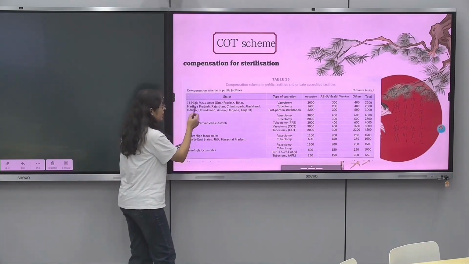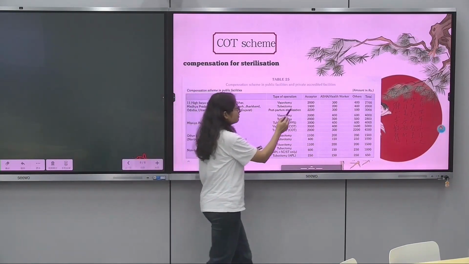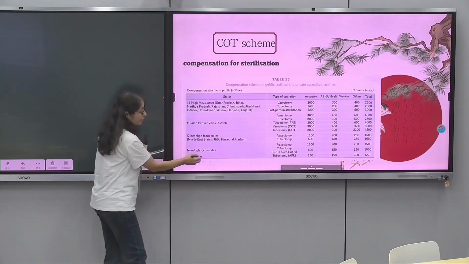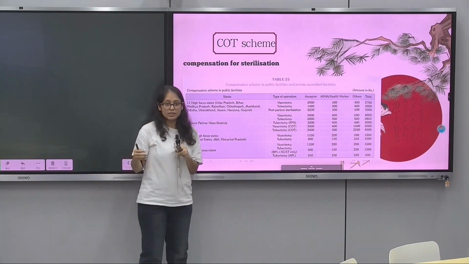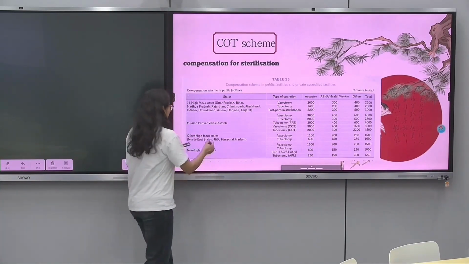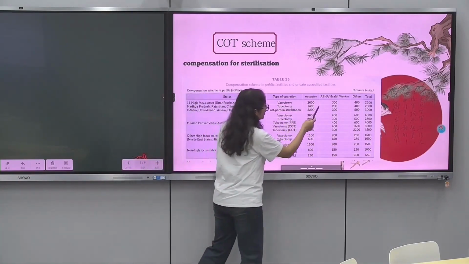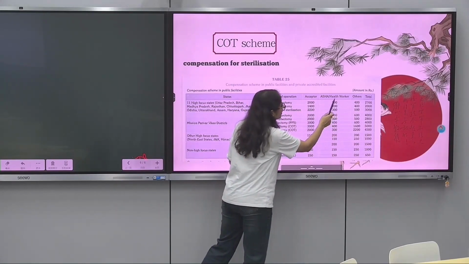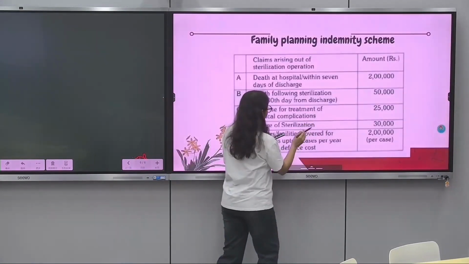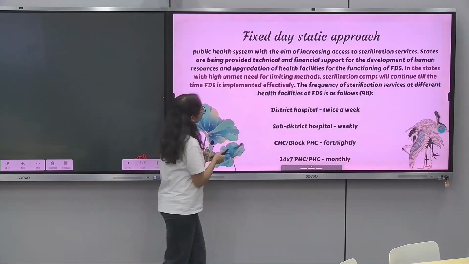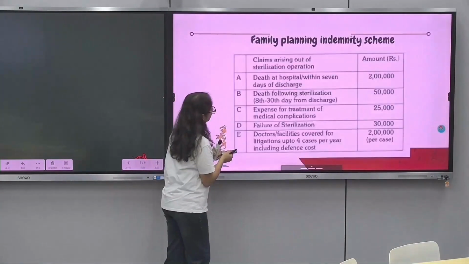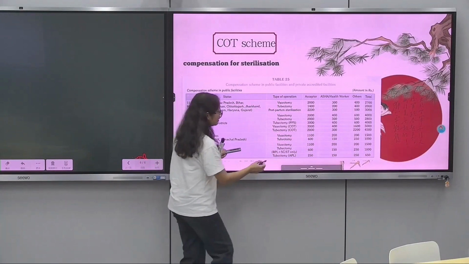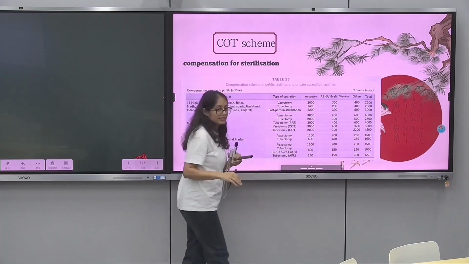In high focus states, more money will be given, while in non-high focus states the amount will be less. In high focus states, for a vasectomy they provide 2000 rupees, and the healthcare worker who performs it will be given 300 rupees, while in a non-high focus area the same vasectomy will be given a lesser amount of money.